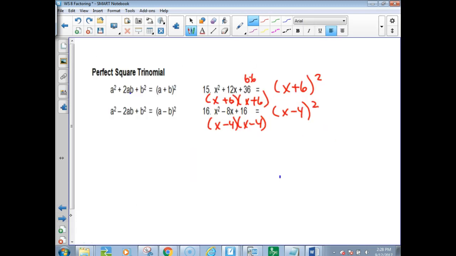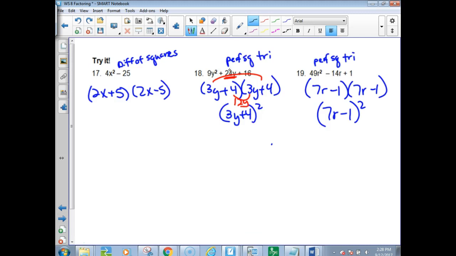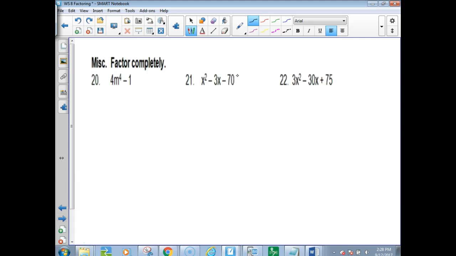All right, now that I made a big mess, try to see this again right here. This is 3y to the second, and this is 4 to the second, and 3 times 4 is 12, doubled is 24. So you can check if it's a perfect square trinomial by doing what I just did. So I'll show you another one.